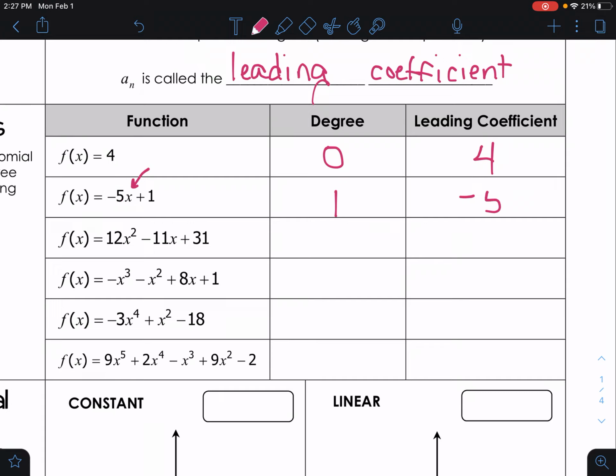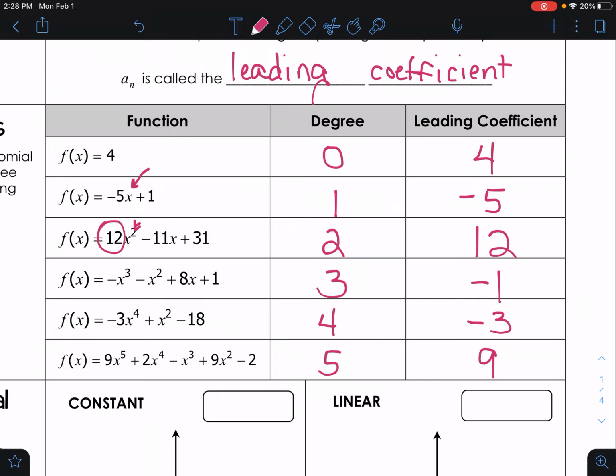All right. So by that token, we would say this one would have a degree of 2, because this is our biggest one. And then the leading coefficient would be the number in front of that, 12. Okay, so hopefully you remember some of this. This would be 3 and negative 1. Our degree is 3. The leading coefficient, there's nothing written there, so it's negative 1 because it's negative. So this one would be degree of 4, leading coefficient negative 3, degree of 5, leading coefficient 9.